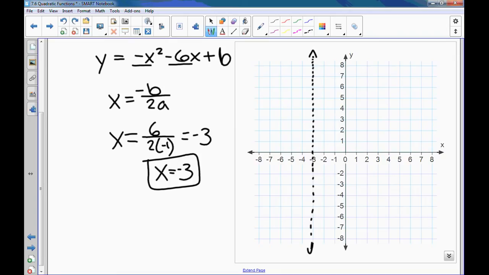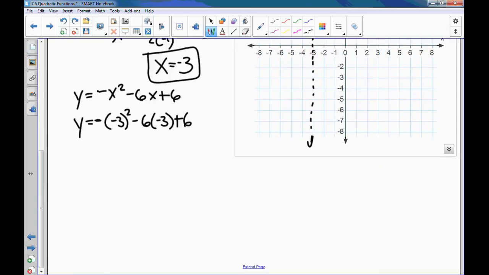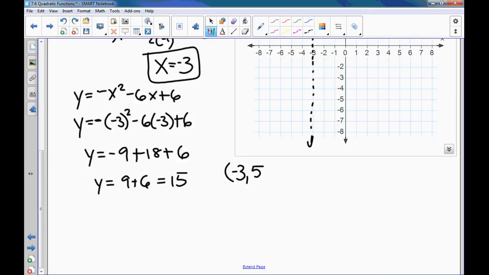But let's find our y value because we need to find our vertex first. So y is equal to negative x squared minus 6x plus 6. Now, what should I do with that negative 3 again? That's right, I should plug it in for the x value. y equals negative, and remember, PEMDAS tells me to do the exponent first, not multiplication. Minus 6 times negative 3 plus 6. So I end up getting y is equal to 9 plus 6, or 15. So I end up getting negative 3 comma 15.